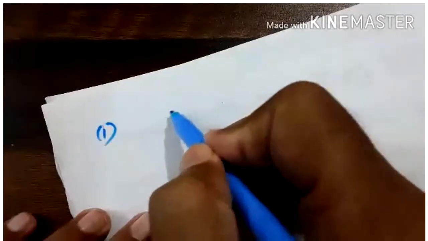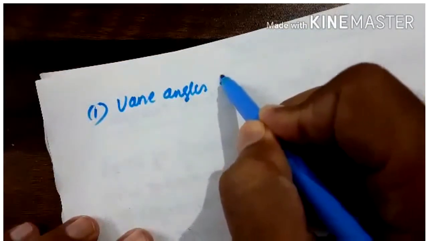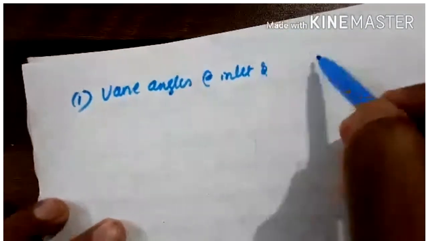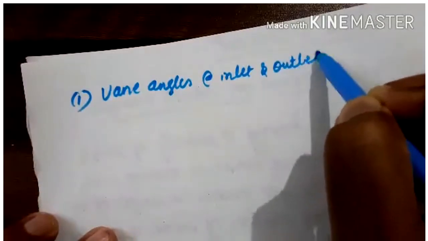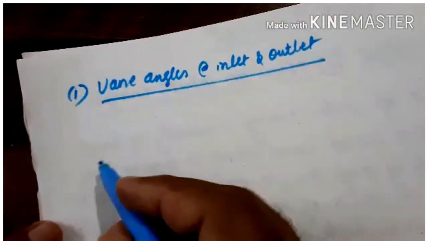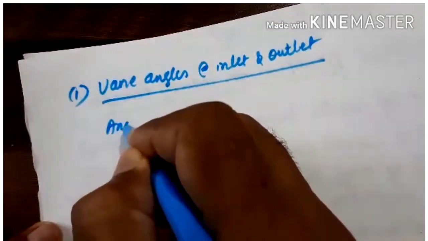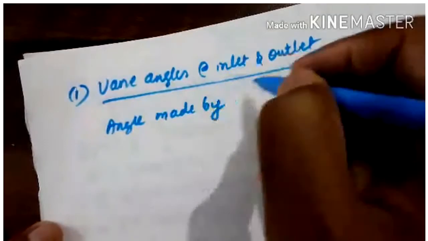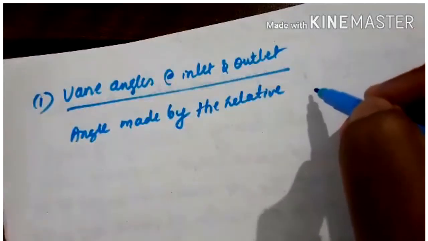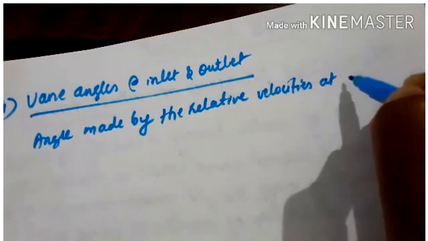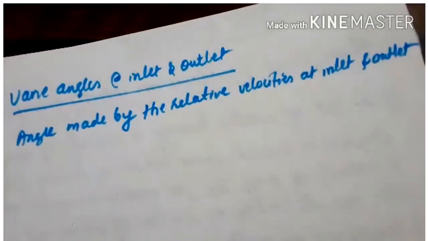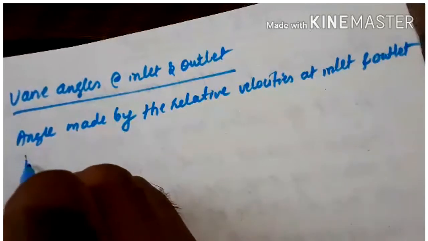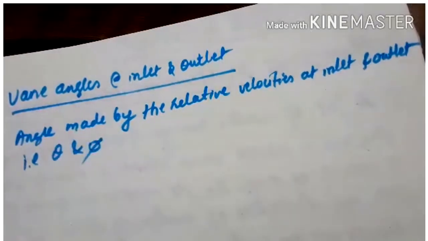Now next, the first part is vane angles at inlet and outlet. Okay, now the angles made by the relative velocities at inlet and outlet, that is theta and pi.